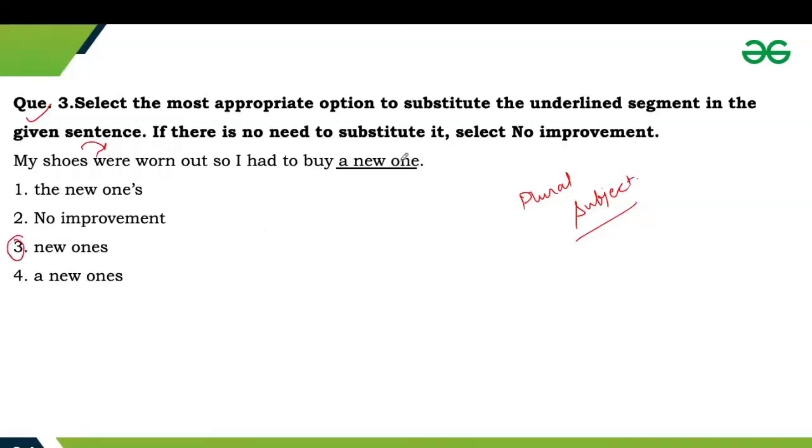Because one is used to refer to shoes, and if we are using a plural verb for my shoes, it means we will use ones as a pronoun. One is a singular pronoun and ones is the plural form of it. So ones is referring to shoes. So third will be the correct answer.